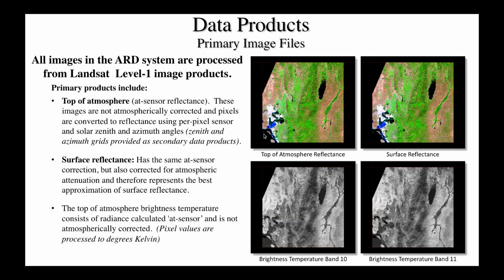And then we have these 2 brightness temperature bands. These are for Landsat 8, of course, because there are 2 bands here. The previous Landsats would only have 1 of these brightness temperatures. These are not corrected for atmosphere. They're just basically converted to temperature, or temperature at sensor, or radiance calculated at sensor.